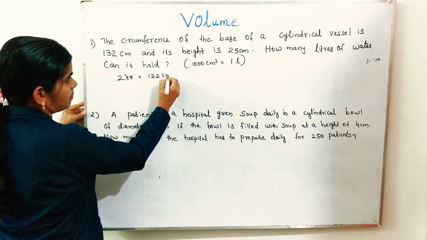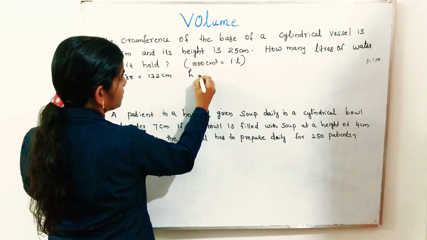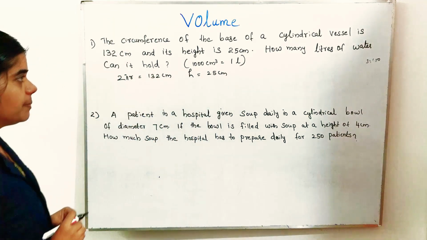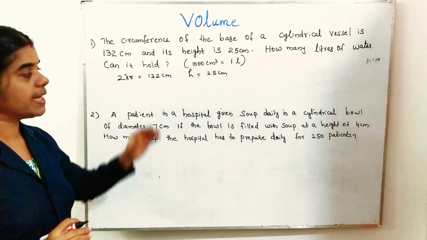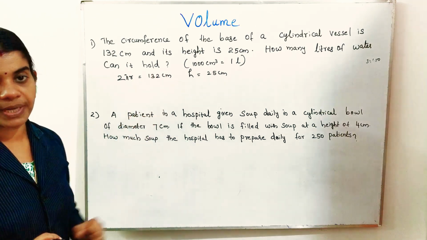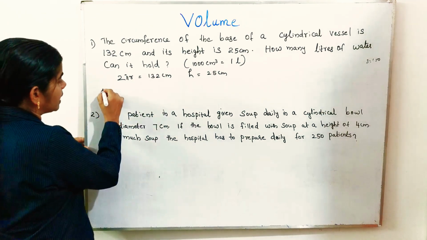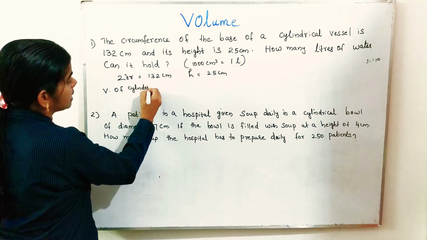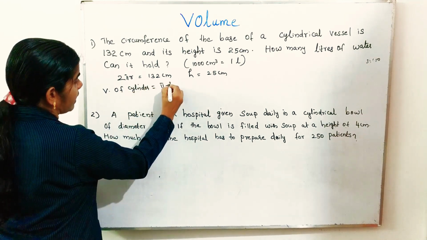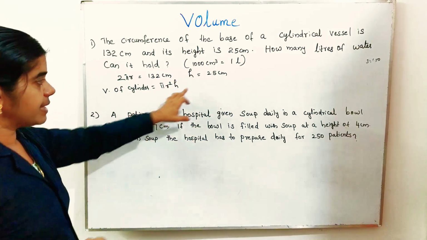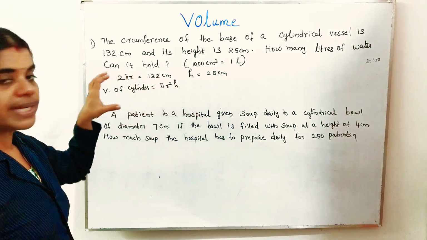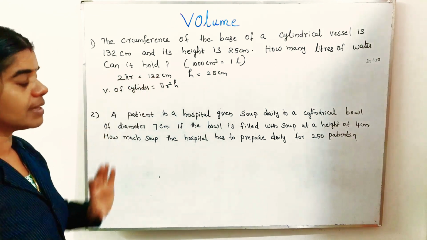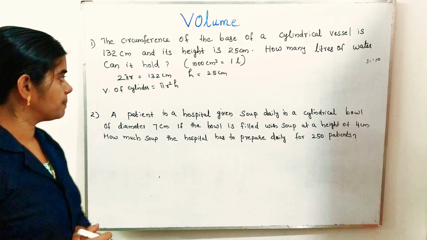132 centimeter. And its height is given as 25 centimeter. How many liters of water can it hold? Cylindrical vessel is there, so its capacity we want to find out. So you already know that the volume of a cylinder is pi r square h. But h is given, while r is not given directly. But using this formula, 2 pi r is equal to 132, we can find the value of r.